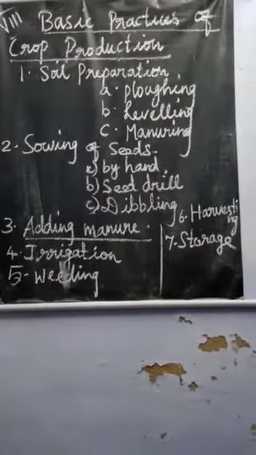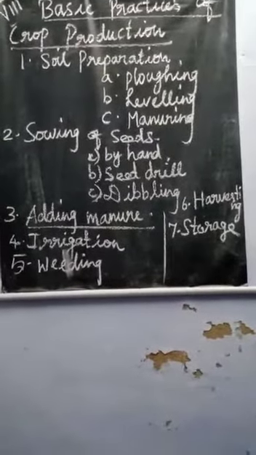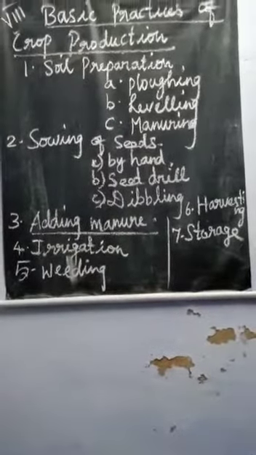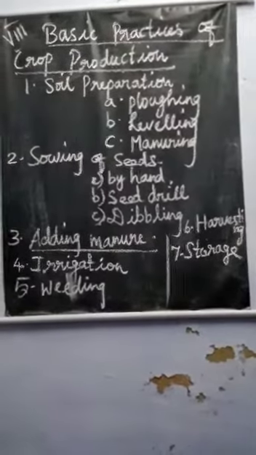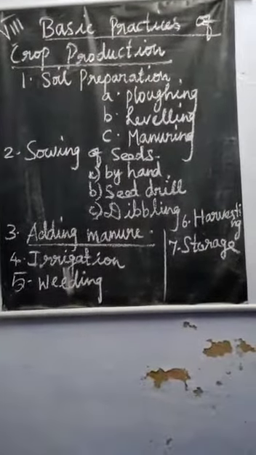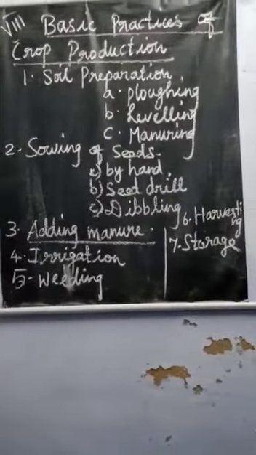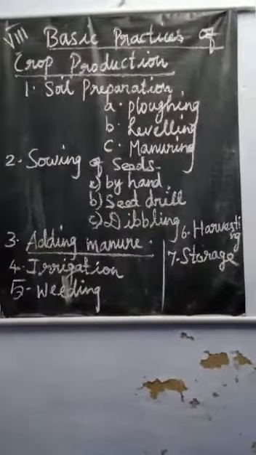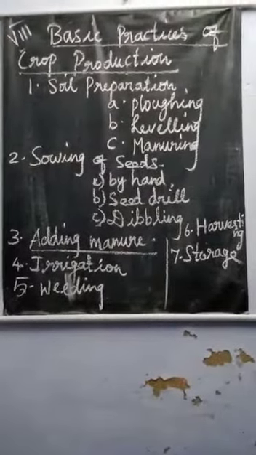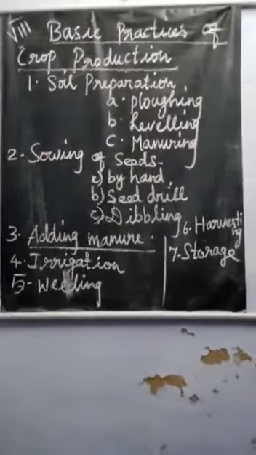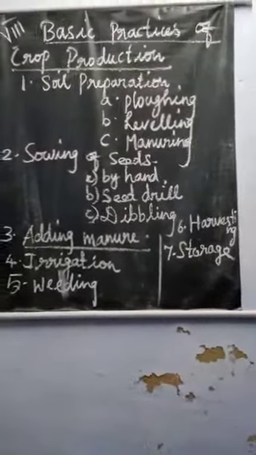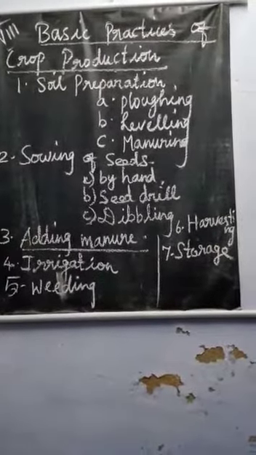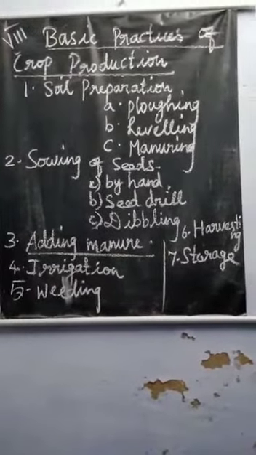Various methods are followed for sowing the seeds. First one is sowing by hand, which means scattering of seeds by hand. This is the simplest method of sowing seeds. The second one is the seed drill, which is the modern method of sowing seeds. It is more efficient than sowing by hand. It is usually done by attaching iron drills to a tractor. You can see the picture in the book on page number 79. So this is the second method.